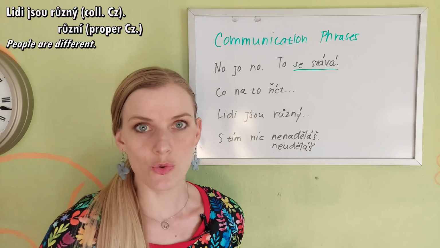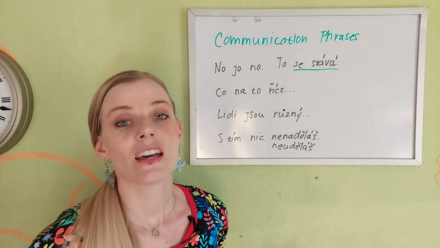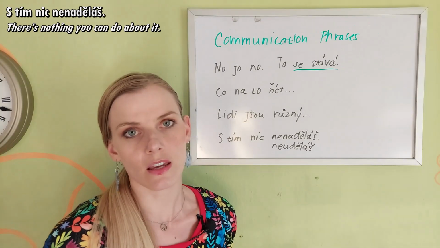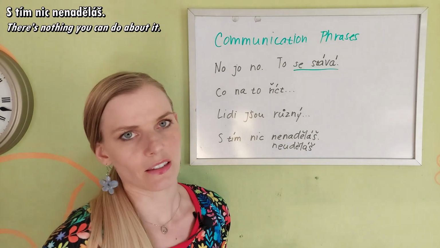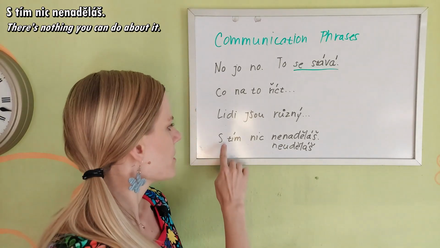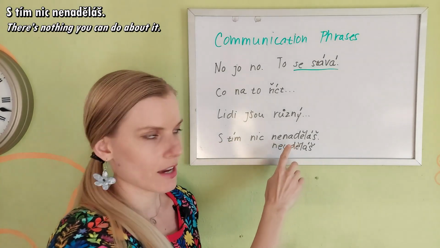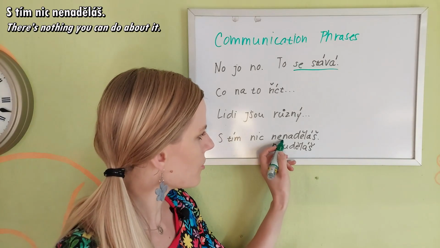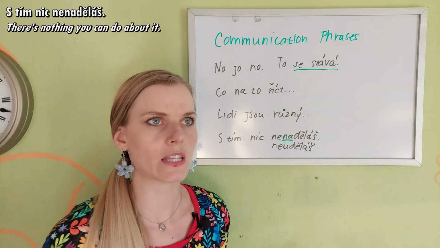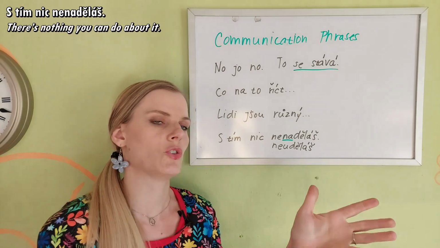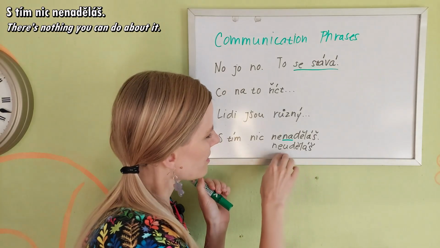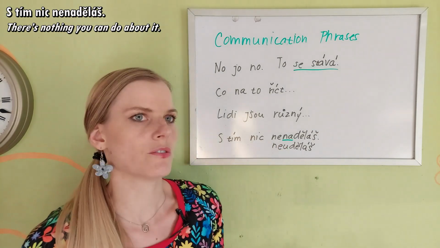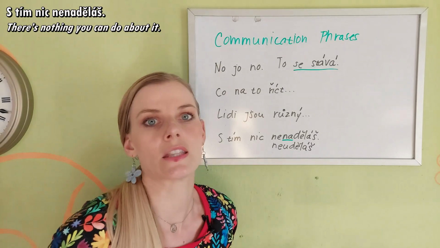Lidi jsou různí. And you can also say s tím nic nenaděláš. S tím nic nenaděláš, meaning you can't do anything about that. There's nothing you can do about it. You could also say s tím nic neuděláš. Nenaděláš is more common because it means generally there's nothing you can do about this. Neuděláš, it sounds like it's very specific. You cannot do anything about this problem. This is more general. You cannot do anything about these things.